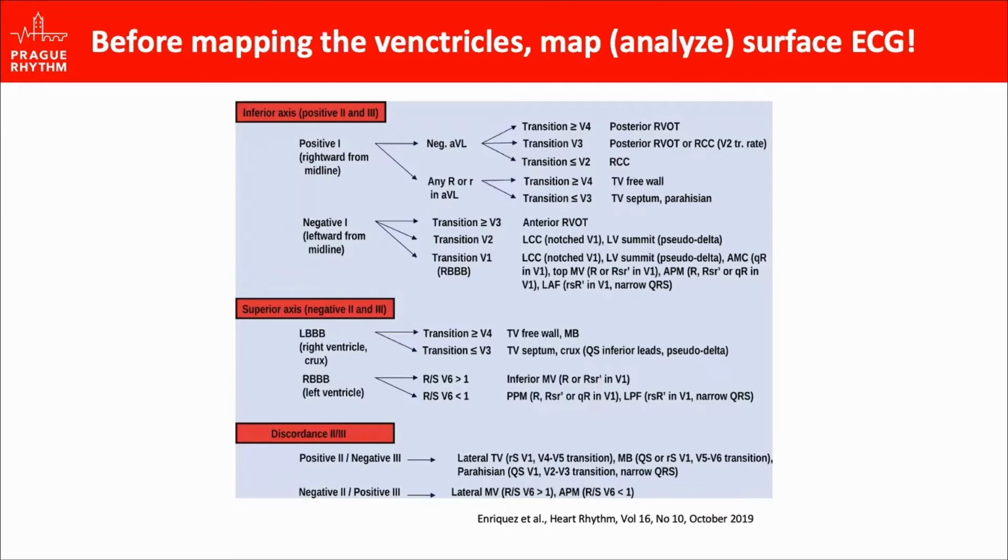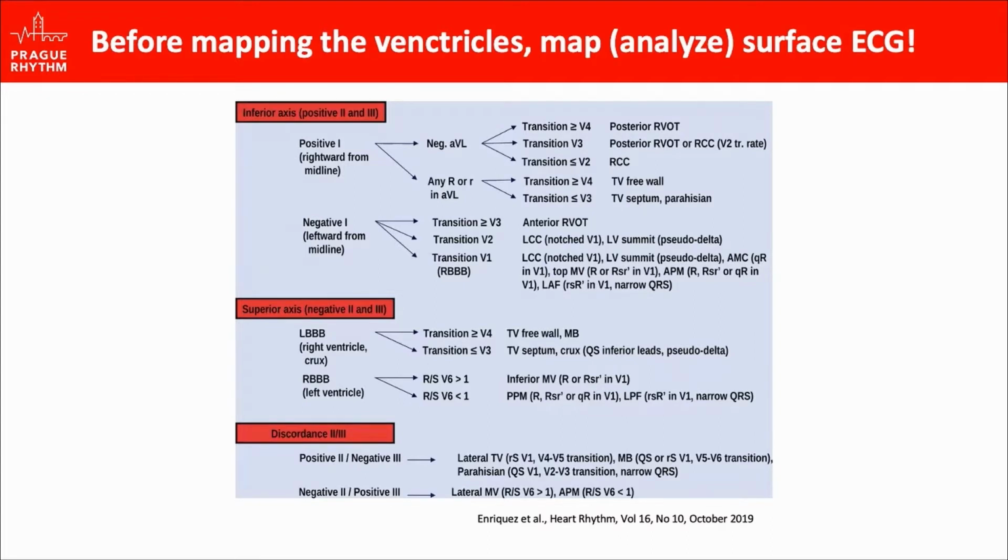So before every procedure, we must analyze the surface ECG in order to predict the site of origin of the ventricular arrhythmias. In the past, several ECG algorithms have been proposed for localization of the site of origin of the PVCs. I must say that the clinical utility of these algorithms may be reduced, especially by their complexity. As you can see on this slide, it's very hard to memorize all these points.